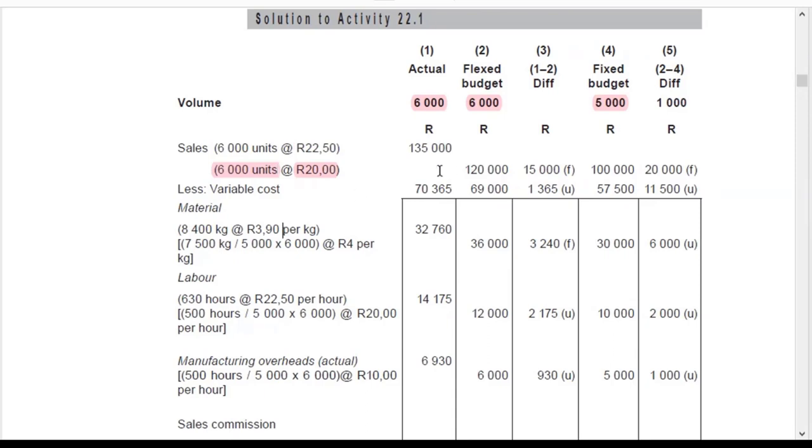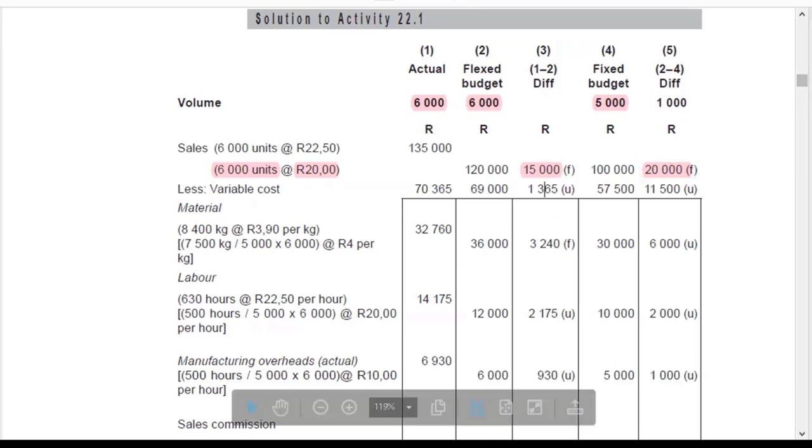So the difference between sales is that under actual sales, we made 135, but under flex budget, we would have forecasted 120. The difference is 15,000. But under fixed budget, our difference was going to be 20,000. So you see that the difference between your actual and flex, it's not that big. Whereas with the fixed budget, it's a huge difference.